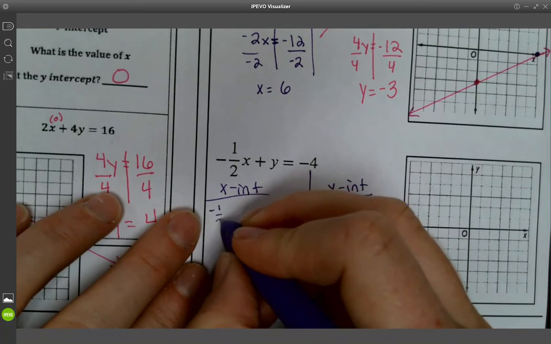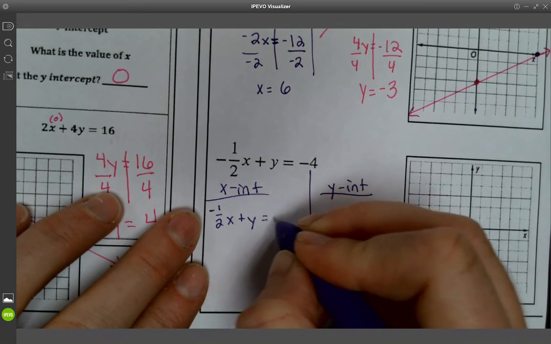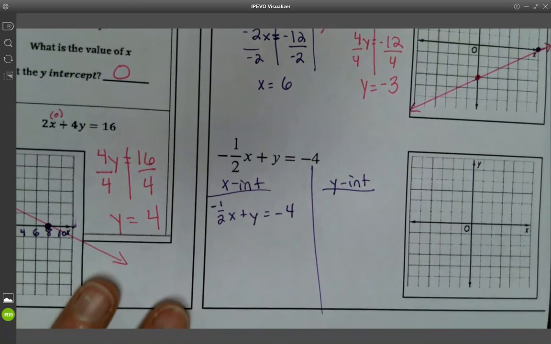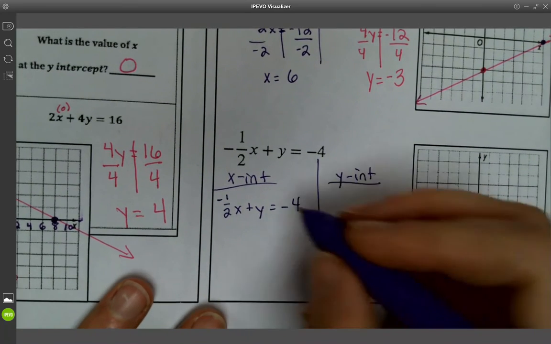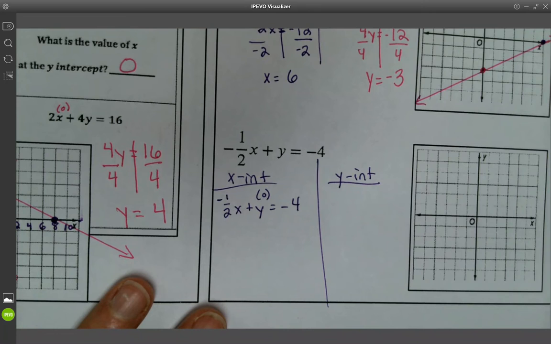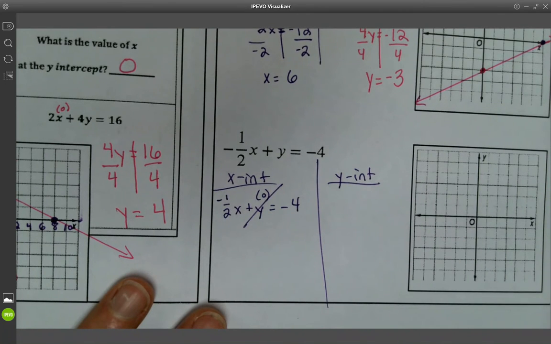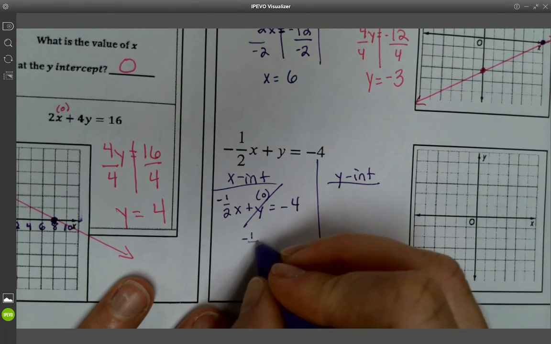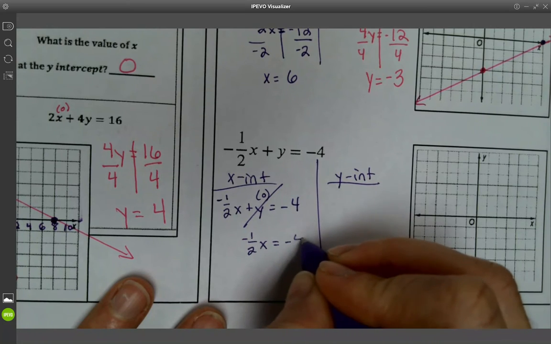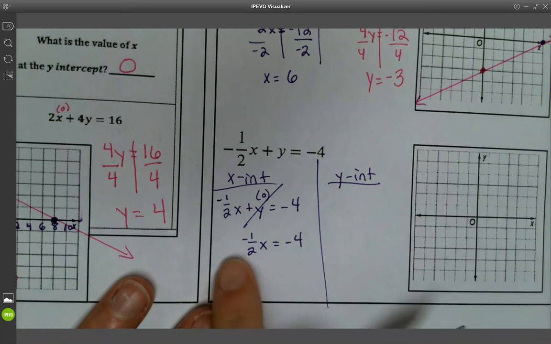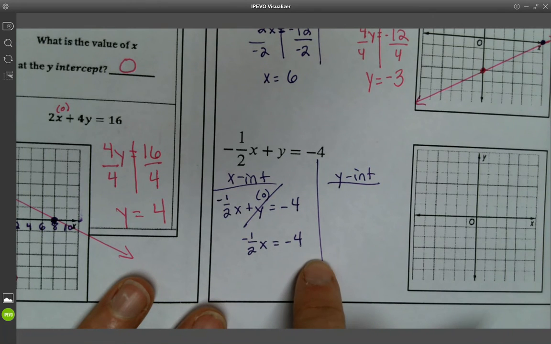So we have negative 1/2 x plus y equals negative 4. Plug in a 0 for y. When you do that, it crosses out. We're left with negative 1/2 x equals negative 4. So think about this. Negative 1/2 times something to get negative 4.